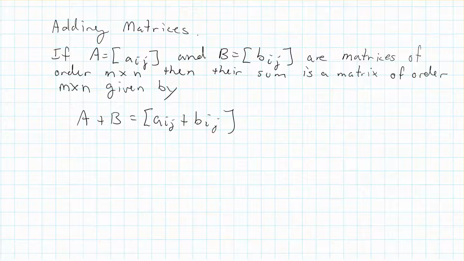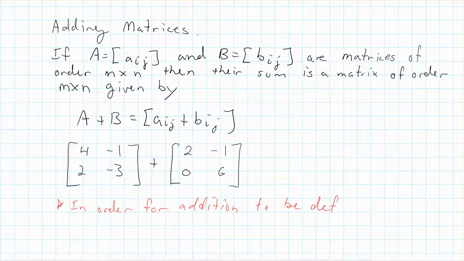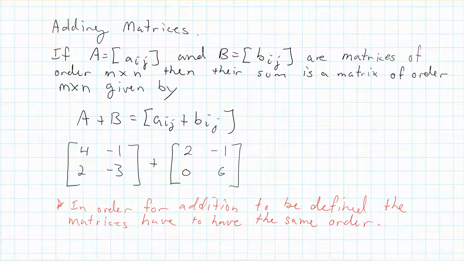Let's look at an example here. Let's just add the following two matrices together. So add these two matrices together. Well, the first thing I should note here, and it should be obvious from the definition, is in order for addition to be defined, the matrices have to have the same order. Meaning that you can't add matrices that are different sizes or different orders.